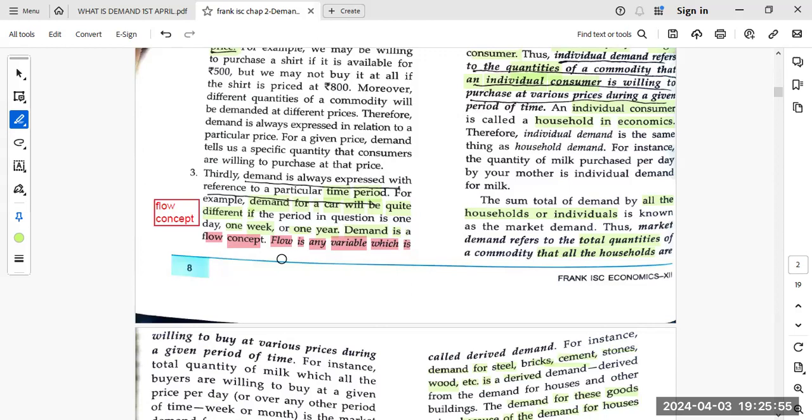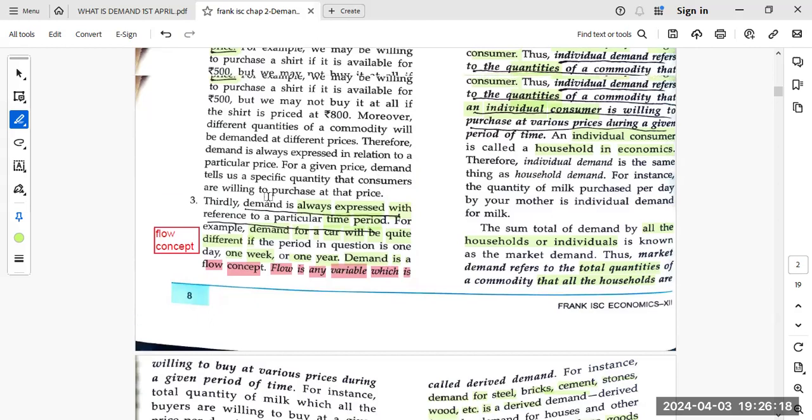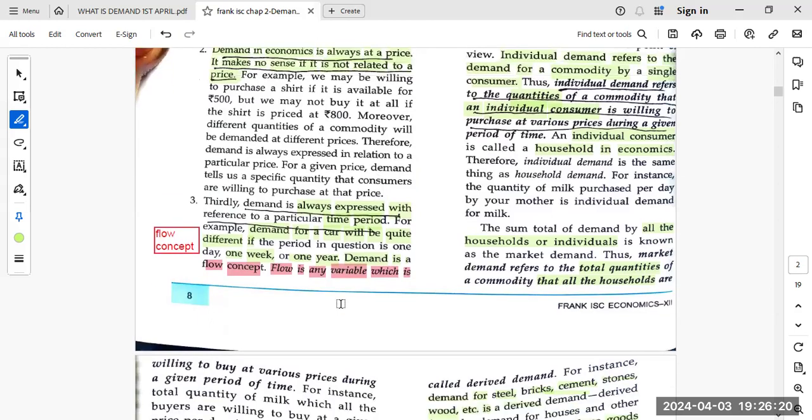So what is flow concept? Demand is always expressed with reference to a particular time period. For example, I told you that demand is related to price plus time. I don't think NCERT will have this flow concept, but if you understand it, it is well and good. You can write it. No one can mark it wrong. This is an extra thing for you.